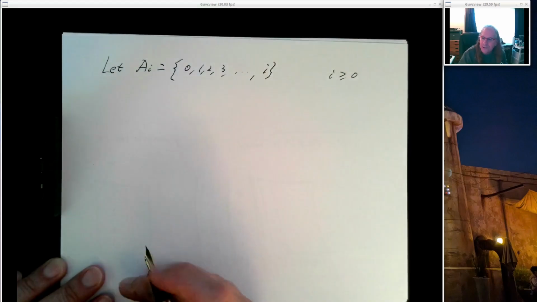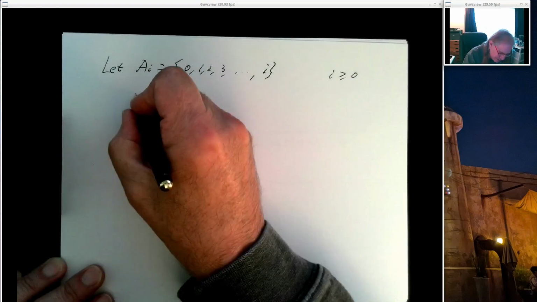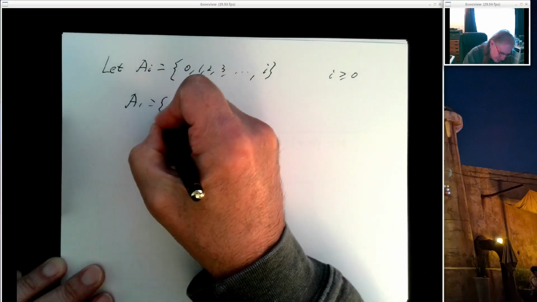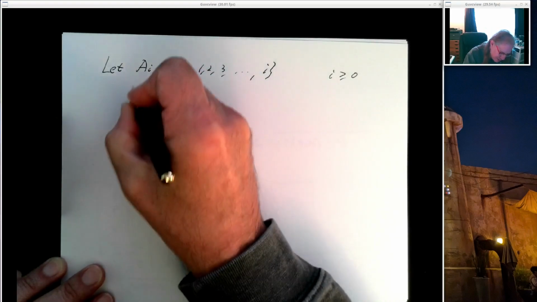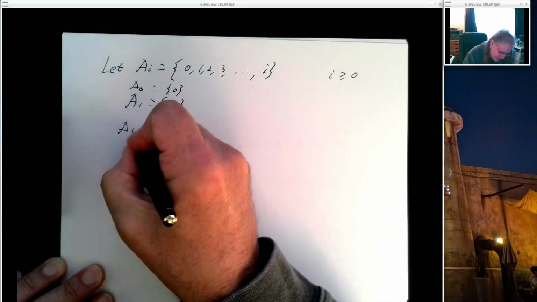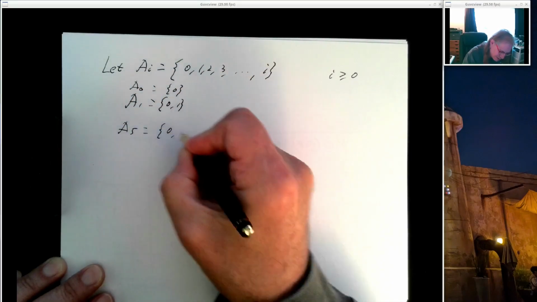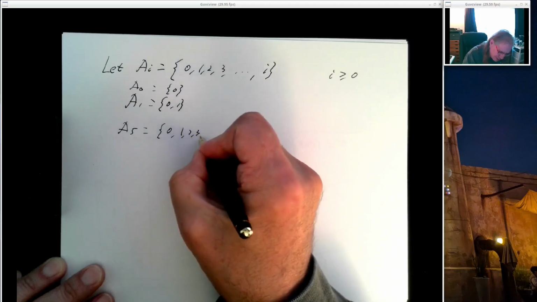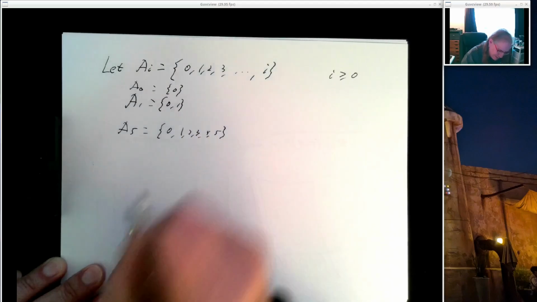So I've got a whole collection of sets here. I've got A1, which is the set 0, 1. I've got A0, which is the singleton 0. I've got A5, which is a set containing 0, 1, 2, 3, 4, 5, and so on.